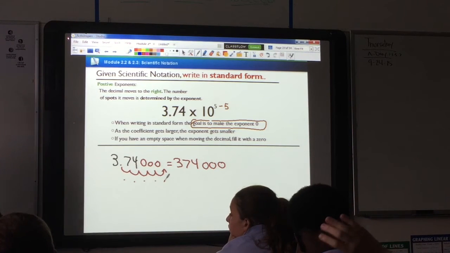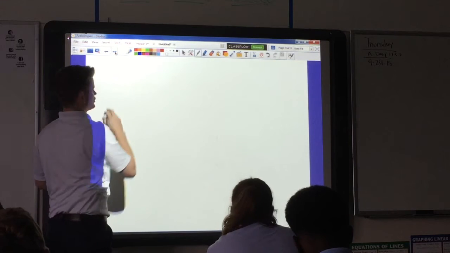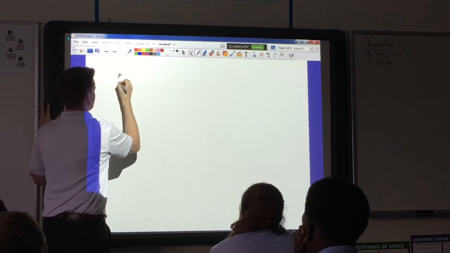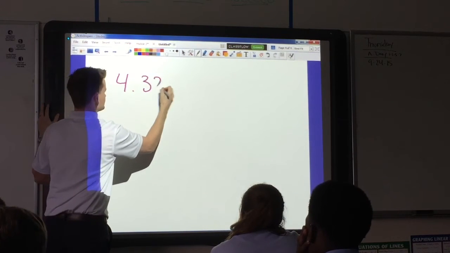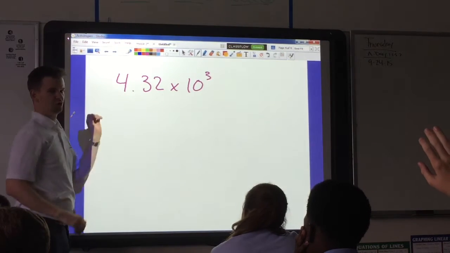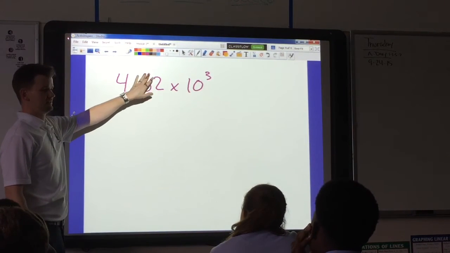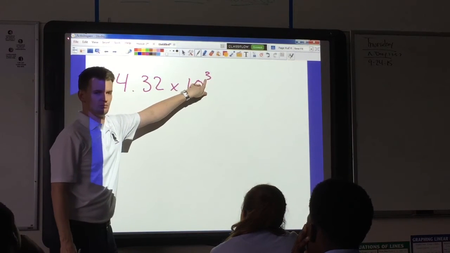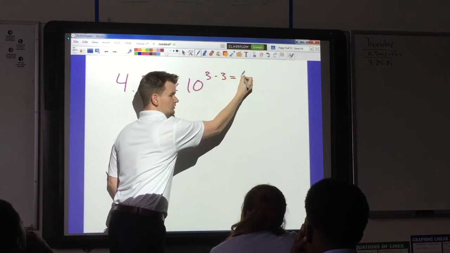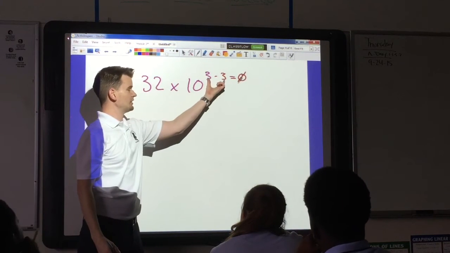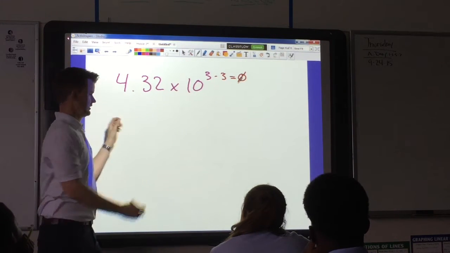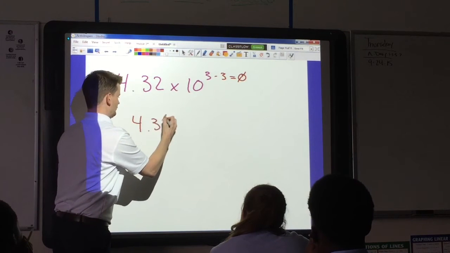If I had, let me show you an example here. Everyone tune in, pay attention. Let's say that I had 4.32 times 10 to the third. If I want to turn this into standard form, I go to the exponent. Matthew, what am I doing with the exponent? You subtract 3. I'm subtracting 3 because I want this to equal zero. If my exponent gets smaller, my coefficient must get bigger. Inverse relationship. So we're going to write our coefficient, 4.32.